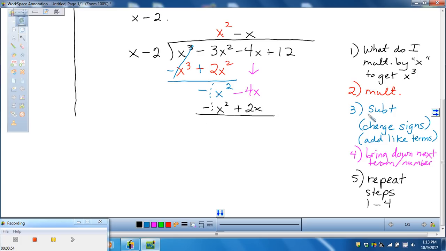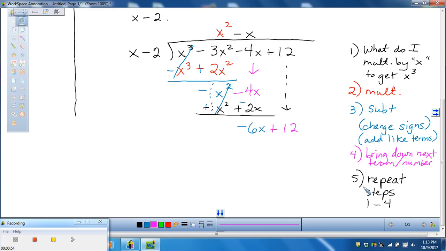Repeating, step 3 says to subtract, change my sign, so let's go ahead and do that. This becomes plus, this becomes minus. Negative 1x squared plus 1x squared cancels. Negative 4x plus a negative 2x gives me a negative 6x. So I've completed step 3. Step 4, bring down the next term. So this little term is going to come down here. So I now have negative 6x plus 12.